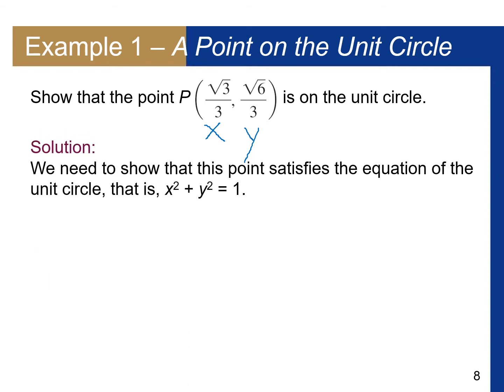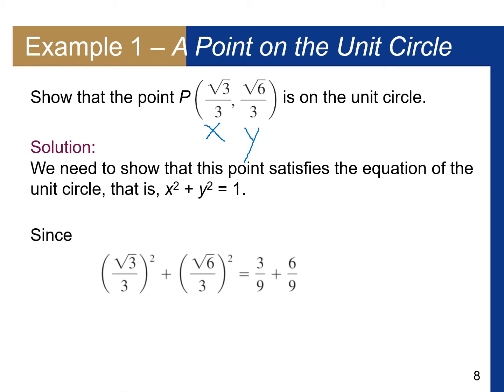So in order to see if it is on the unit circle, you're going to square your x value plus square your y value, and then you should get 1. So I square the square root of 3 over 3 plus the square root of 6 over 3 squared, and I have 3/9 plus 6/9, which will give me 9/9. And 9/9 is equal to 1. So it is, in fact, on the unit circle since it makes a true statement with the equation of a unit circle.